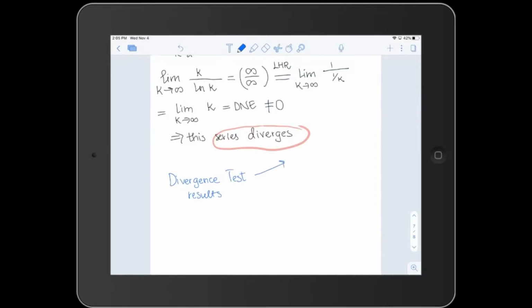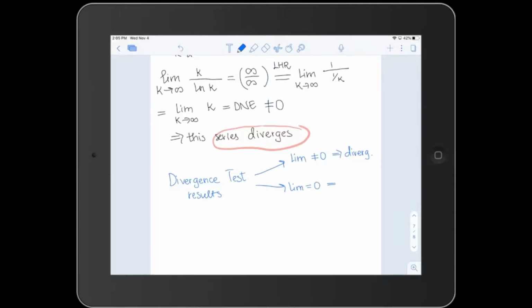Okay, if the limit is not 0, we have divergence. If the limit is 0, inconclusive. Okay, so try something else. Those are the 2 things that can happen when working with the divergence test.